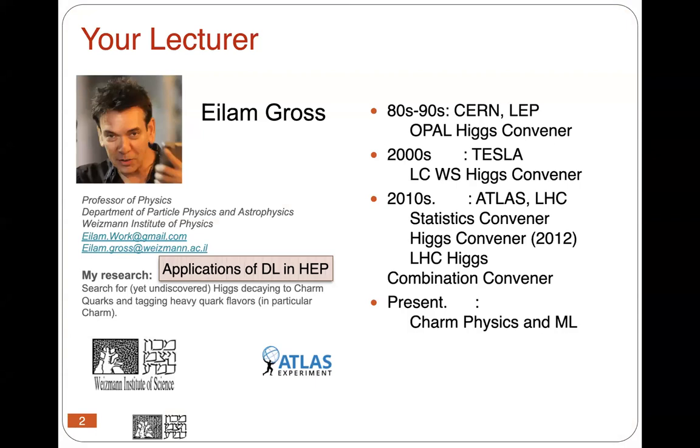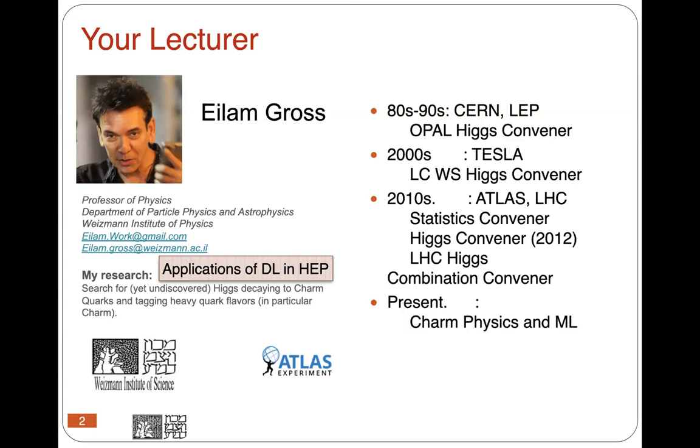About me, I'm a professor of physics at the Weizmann Institute of Science in Israel. I also work at CERN. And my history is, I'm very old. In the 80s and 90s, I was at CERN working at a very old accelerator called LEP, the Large Electron-Positron Collider, where you collided electrons with anti-electrons. At that time, there were four experiments. One of them was called OPAL. I was OPAL Higgs convener. In the 2000s, I was working on something that didn't happen, called TESLA. This is a linear collider, which was supposed to be in Germany. It didn't happen. And I was the prospective Higgs convener. I was preparing things, but nothing happened.